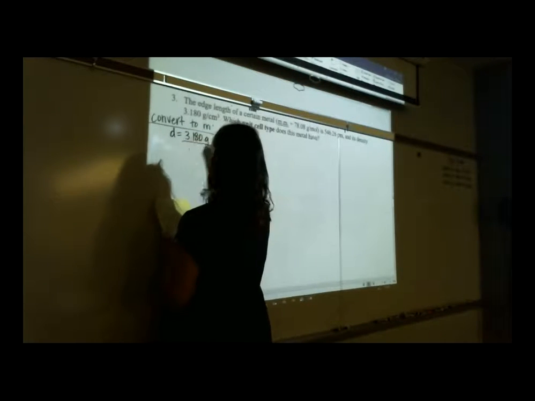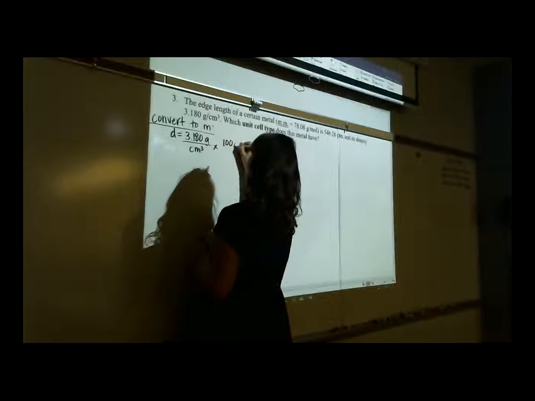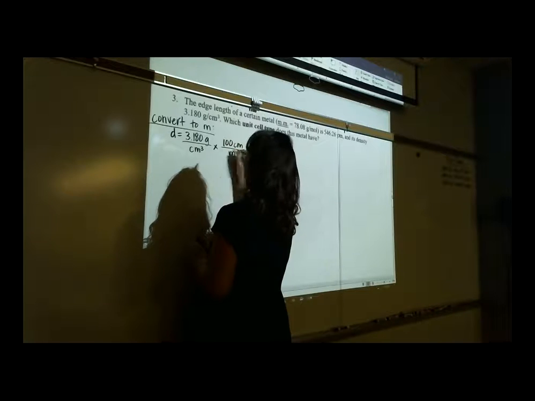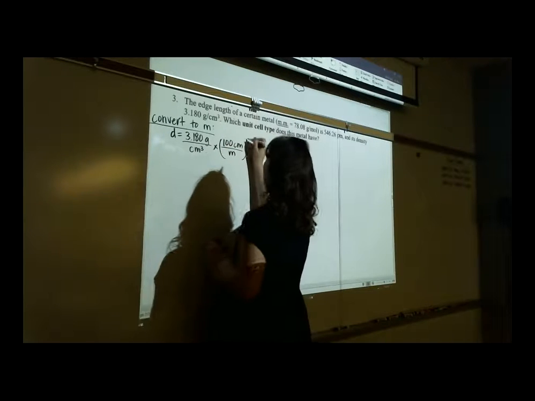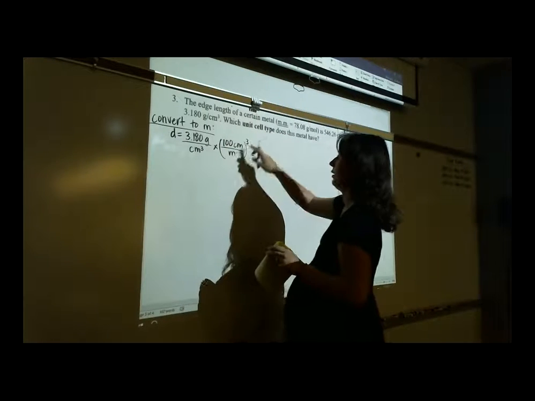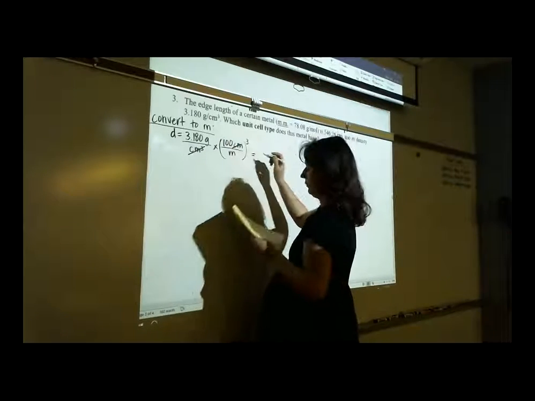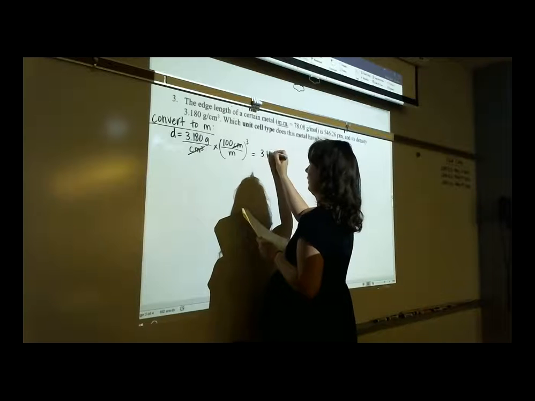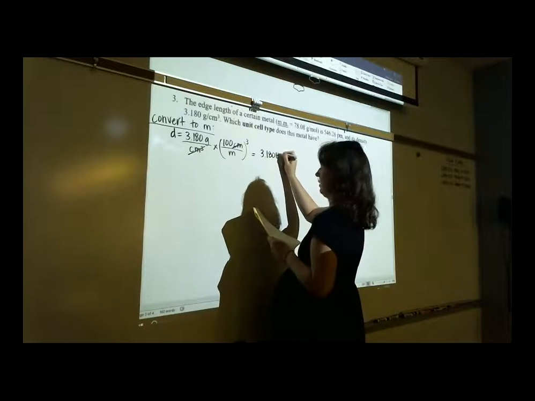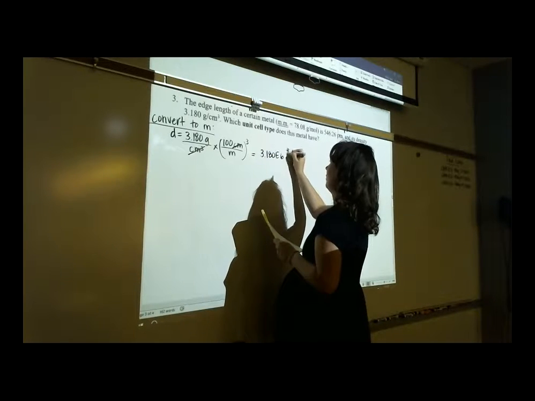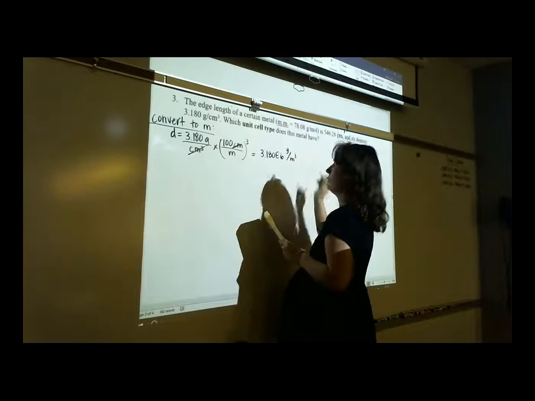So if our density is 3.180 grams per centimeter cubed, to convert that to meters, there are 100 centimeters in a meter, but this is cubed, so we need to cube it. So we're taking 100 and cubing it, multiplying it by 3.18. So that's 3.180 times 10 to the 6th grams per meter cubed.